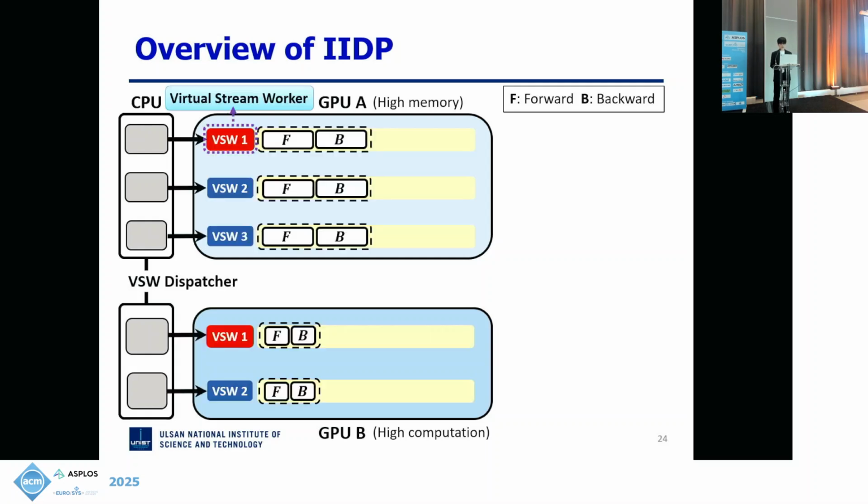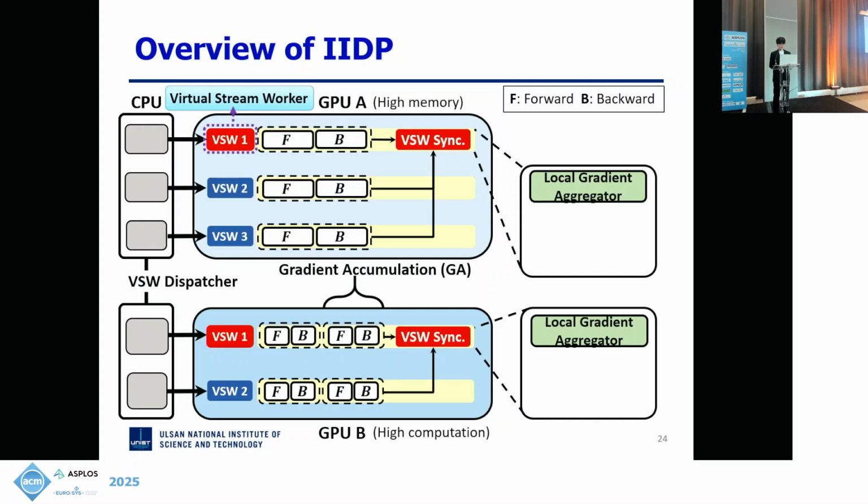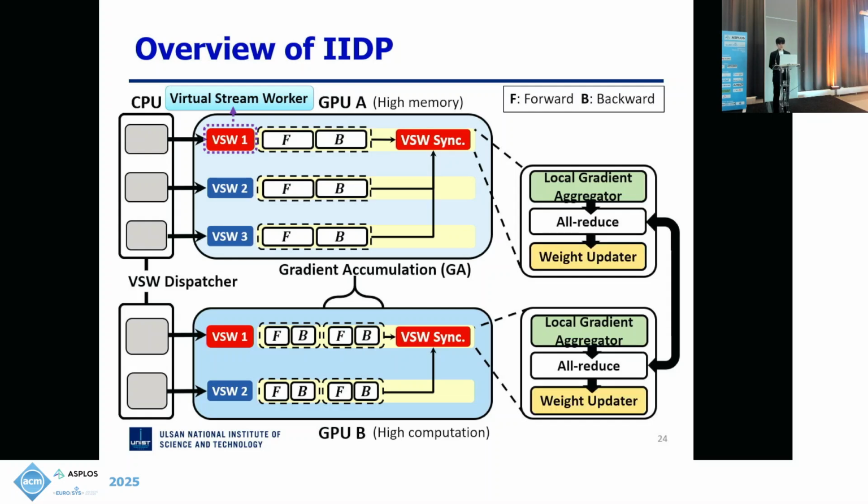IIDP leverages virtual stream workers (VSWs) using GPU multistream to execute multiple DNN models on a single GPU. In addition, like GPU B, a VSW can process multiple mini-batches sequentially using gradient accumulation. On each GPU, the main VSW aggregates all of the local gradients from the other VSWs. Then, synchronization is done by all-reduce, and the new gradient is updated to the DNN model in each VSW.